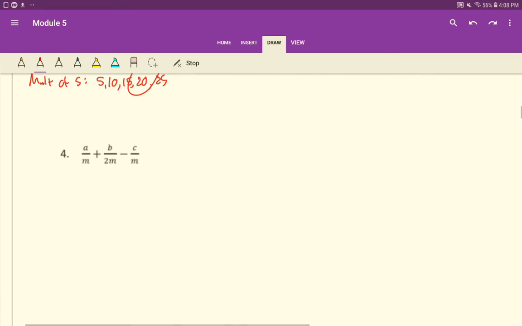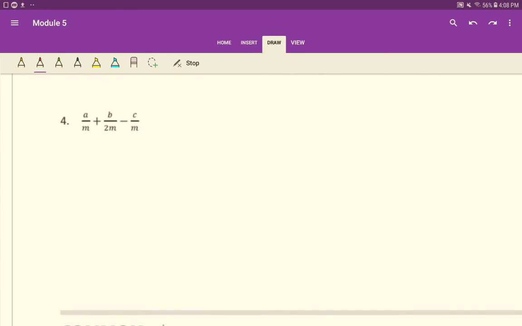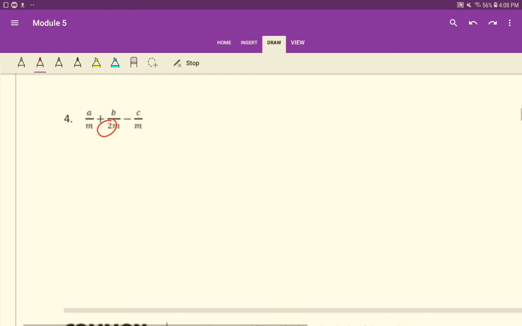Okay. Number 4. Lots of letters in here, right? Only one number really pops up, but we can still get a common denominator. What will our common denominator be here? Well, if you look at the denominator here, it's an m, here it's a 2m, and here it's an m. So we can see that both of these already are like, but they're not like with this one. What can we do with these two here to be like with the 2m? Multiply the top and bottom by 2.